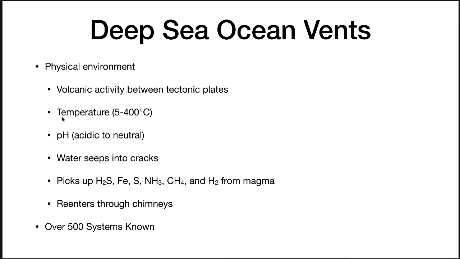So what is a deep sea ocean vent? It's a physical environment that has volcanic activity between the tectonic plates. The temperature is between 5 and 400 degrees centigrade. The pH can be acidic to neutral, and water seeps into the cracks around this tectonic plate, this gap, and picks up hydrogen sulfide, iron, sulfur, ammonia, methane, and H2 from the magma. It then enters through the chimneys, and there's over 500 known systems at the bottom of the ocean.